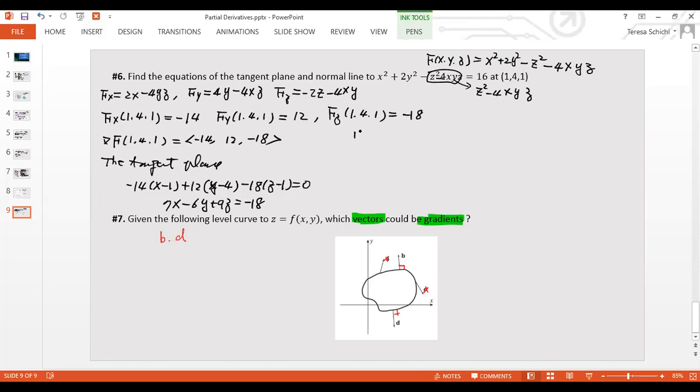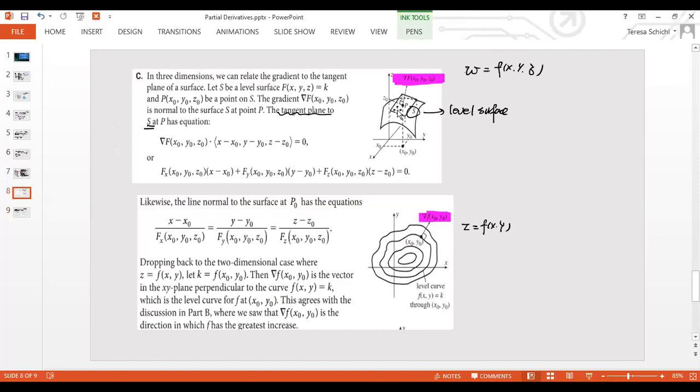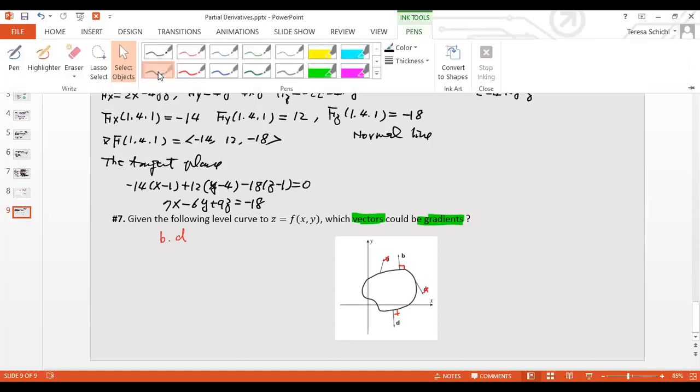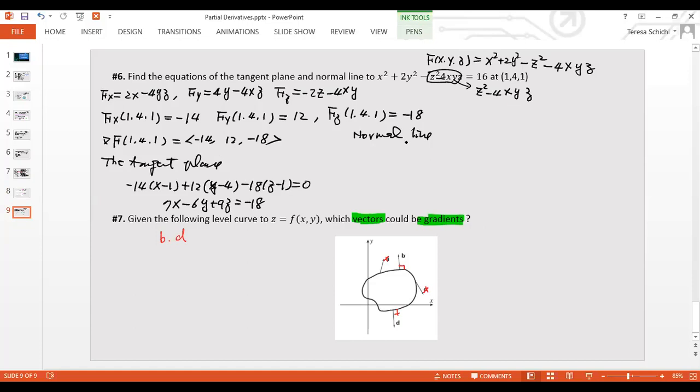Then we also say the normal lines here, right? So for the normal line, the line is in the direction of the gradient, right? So the gradient vector will be the direction for the line. So we know the line needs to have a point. So the point is (1, 4, 1). So let's put it into the symmetric form.